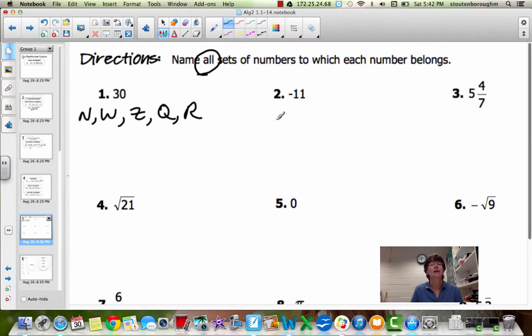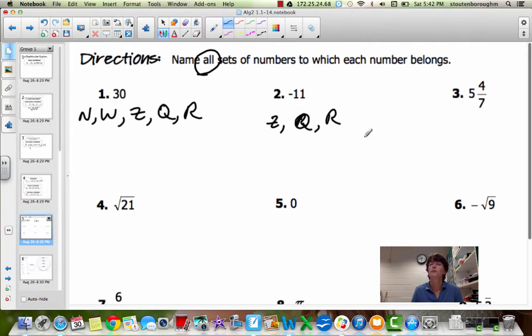Negative 11. Now, it's not natural, it's not whole because it's negative. So it is an integer. It is a rational number. Oh, that's supposed to be a Q, sorry. Q. It is not irrational, but it is also a real number.